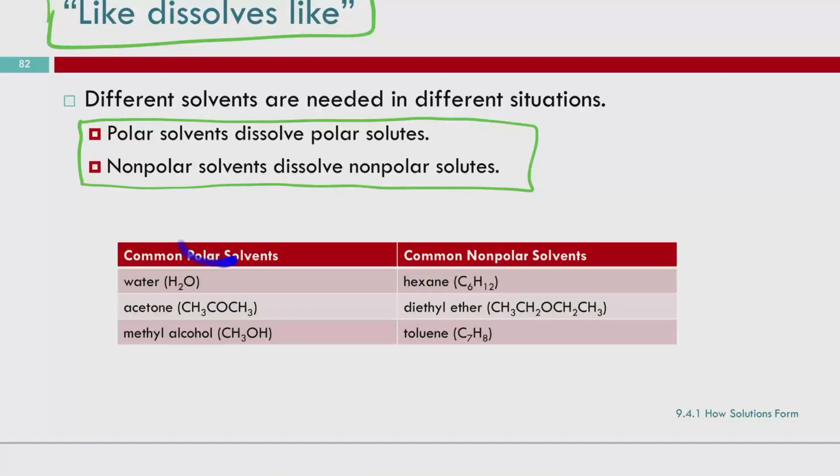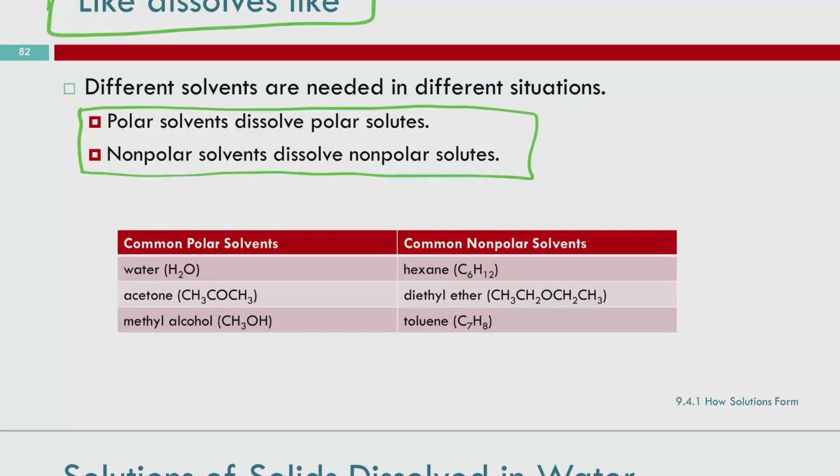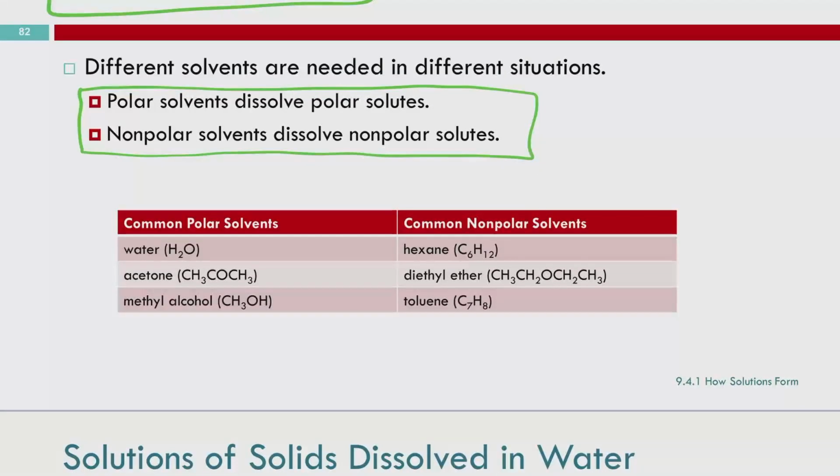Common solvents that are polar include water, acetone like in nail polish remover, methyl alcohol, wood grain alcohol. Some common nonpolar solvents: hexane, diethyl ether, toluene. We'll have hexane out today in the lab, so if you want to smell it, it just smells like gasoline, essentially.